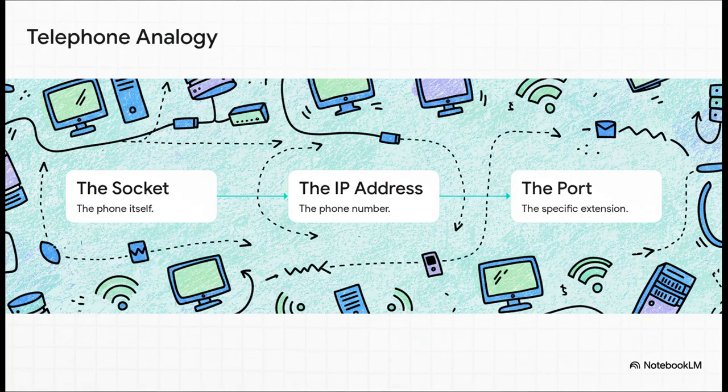And the best way to get this is the classic telephone analogy. Seriously, it's perfect. The socket, that's the phone itself, the actual device. The IP address, that's the phone number for the entire building. And the port, well, that's the specific extension you need to dial to reach the right person. You absolutely need all three to make the connection.